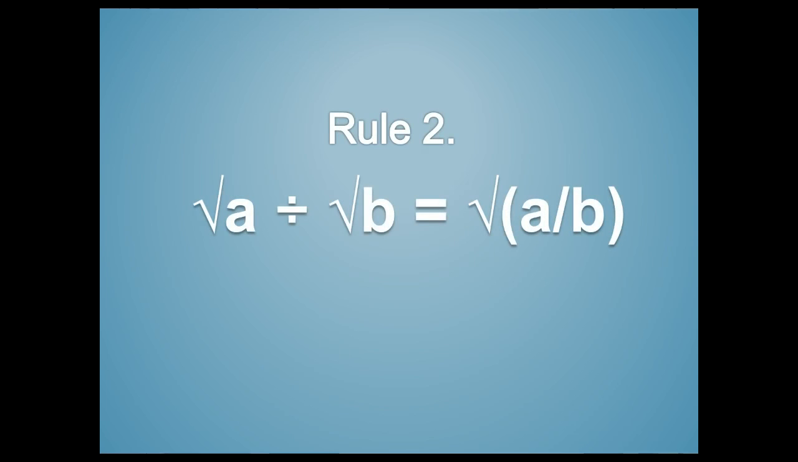What about rule 2? The square root of a divided by the square root of b is equal to the square root of a divided by b. Okay, very similar rule to the last one. We're going to combine those two rules together.